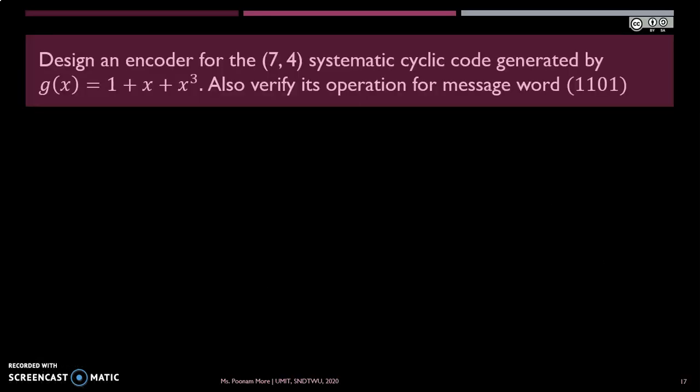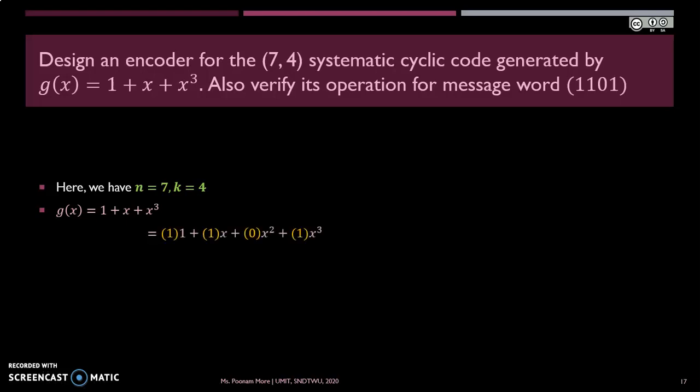So let's see the operation of the encoder with an example. Here we are supposed to design an encoder for a (7,4) systematic cyclic code generated by the generator polynomial 1 plus x plus x cube, and we also have to verify the operation for the message word 1101. So let's consider the value of n equal to 7 and k equal to 4, as the message bits are 4. So the generator polynomial is 1 plus x cube.